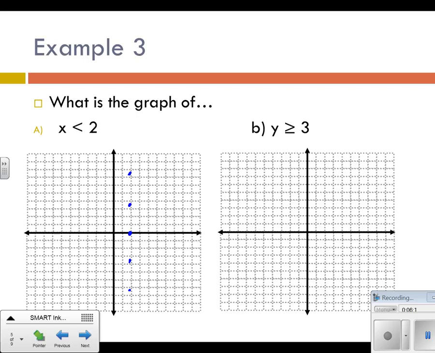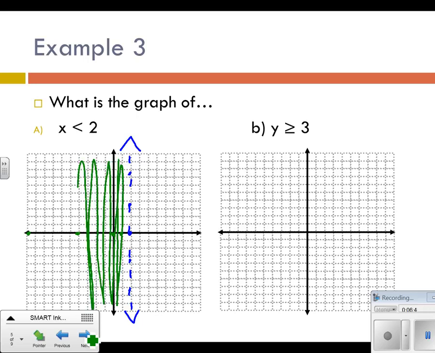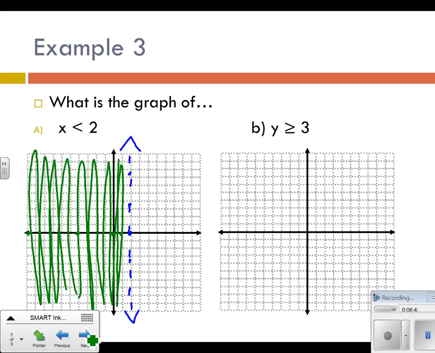Since it's a less than sign, it's going to be a dotted line, or if you want, you could make it a dashed line at x is 2. We're going to put arrows because points on that line are not solutions. Now, x is less than 2, so in other words, what's less than 2? Well, 1 is less than 2, 0, negative 4, negative 10. All of the points to the left of this line would be solutions to this inequality.